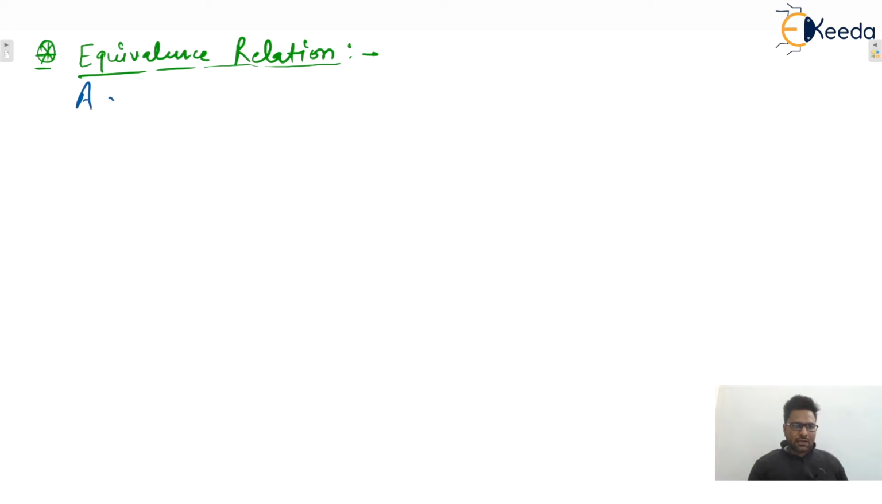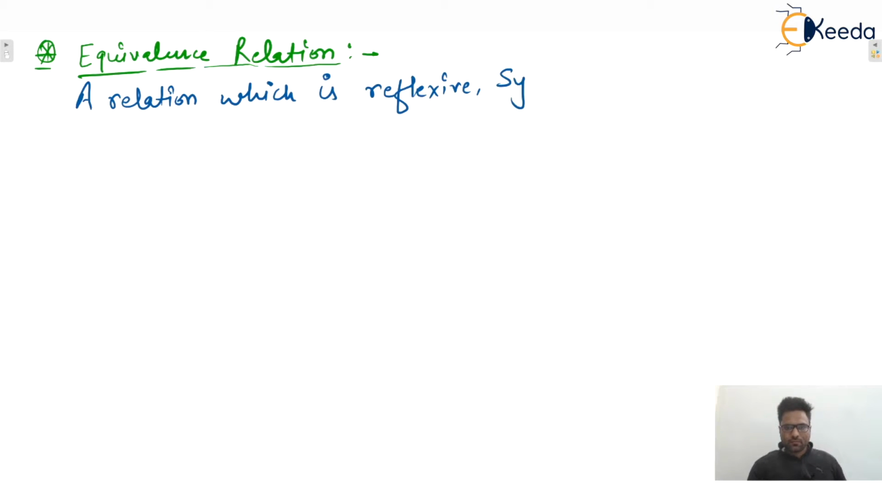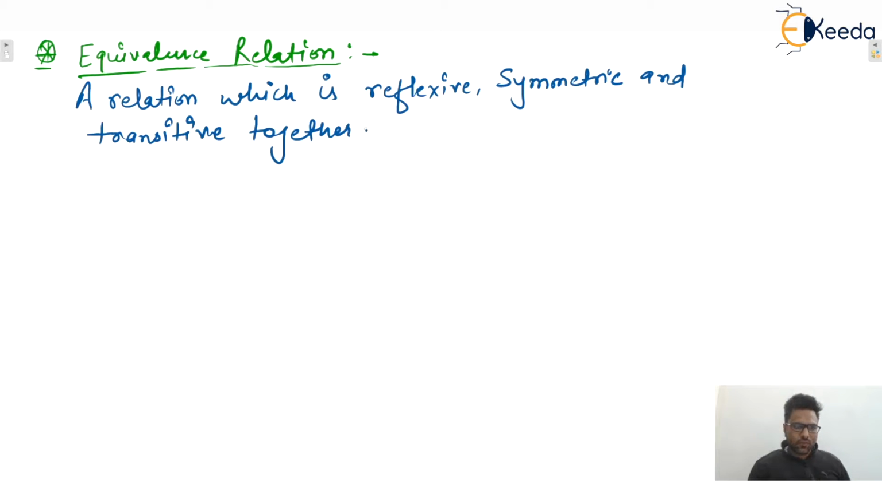We can say that a relation which is reflexive, symmetric and transitive all together is known as what? Equivalence relation. So let us consider one example based on this one.